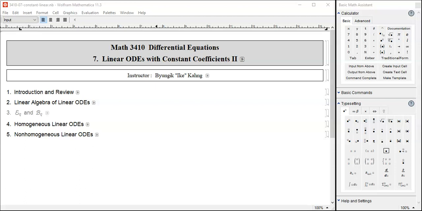Hello students, welcome back. Let's go to section 3. This section requires some linear algebra, so I marked it as an optional topic.